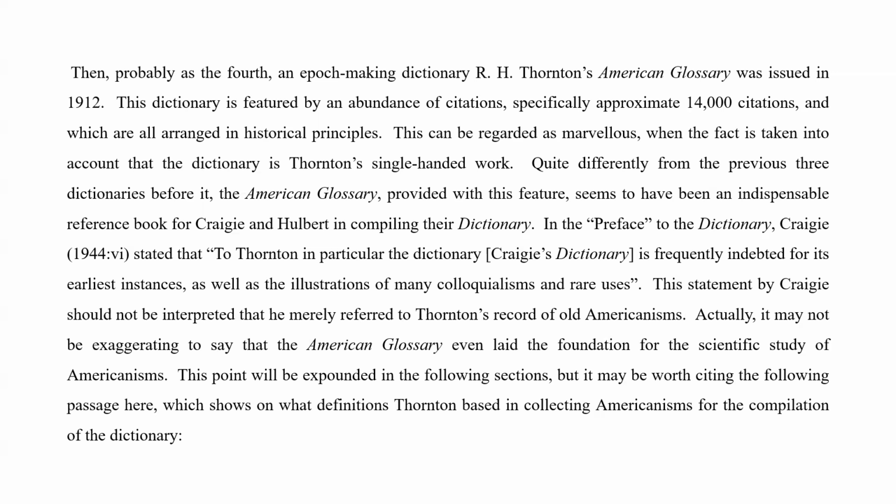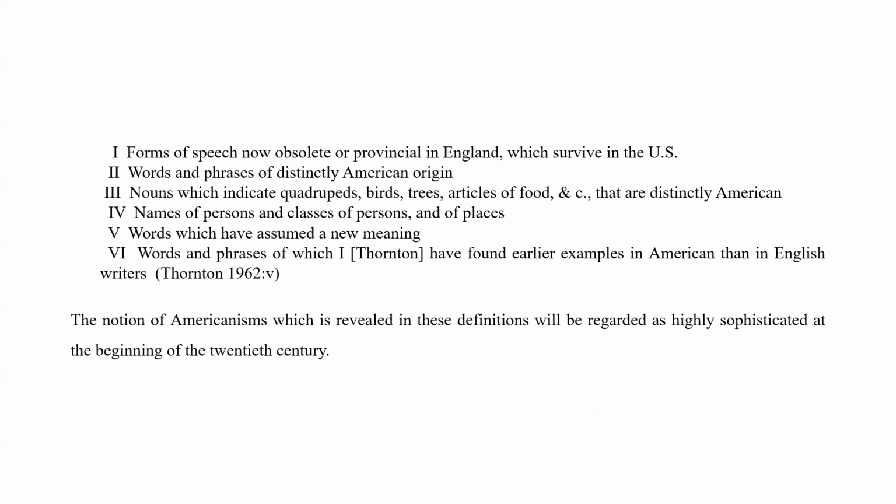This statement by Craigie should not be interpreted that he merely referred to Thornton's record of old Americanisms. Actually, it may not be exaggerating to say that the American Glossary even laid the foundation for the scientific study of Americanisms. This point will be expounded in the following section, but it may be worth citing the following passage here, which shows on what definition Thornton based his collecting of Americanisms for the compilation of the dictionary. There are 6 points.